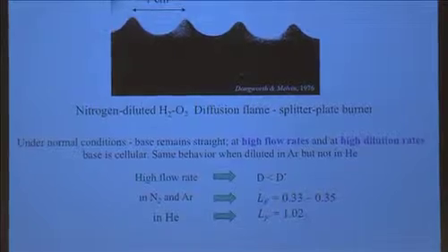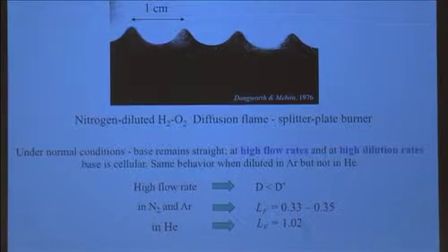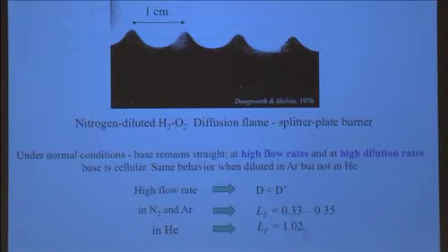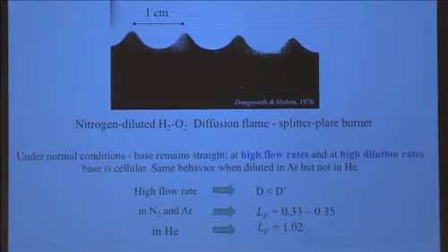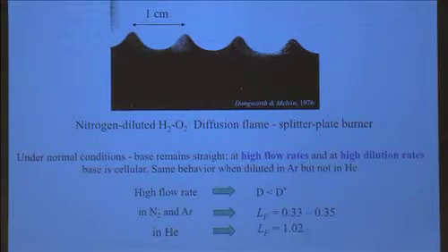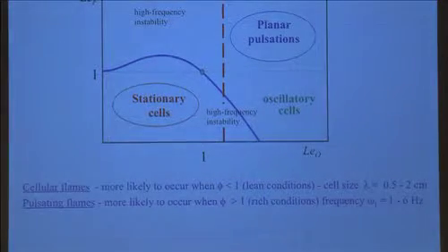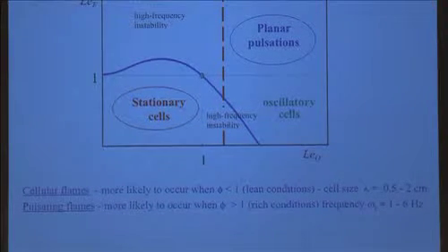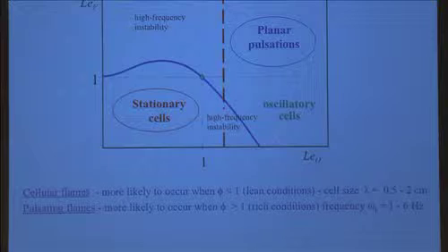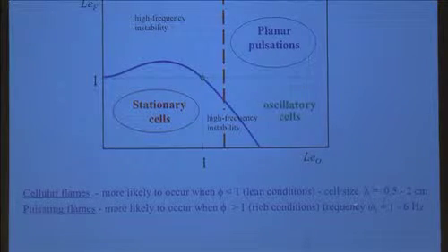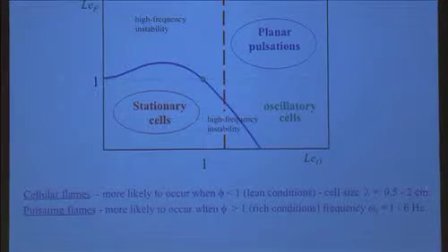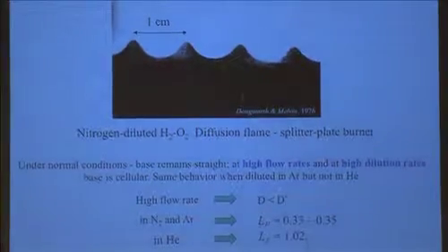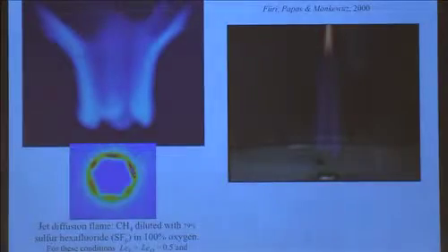However, in helium, the Lewis number of the fuel is quite large. It's close to 1, and so it's no longer accessible to the instability. That's totally consistent with the experimental observation. In other words, these theoretical results are consistent with the observation. Another thing to note is that the theory showed that the cell size is typically 1/2 to 2 centimeters, and we have seen, at least in this figure, that it's indeed within this range.